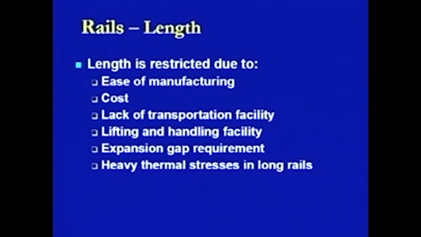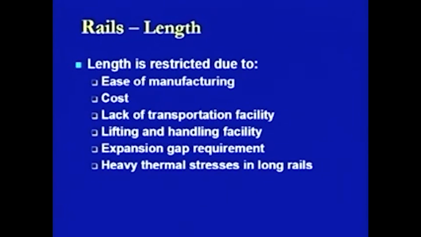Now, this is restricted. We are not having a bigger rail section because of certain reasons. One is the ease of manufacturing: we can easily manufacture smaller rail sections as compared to long rail sections. Another aspect is the cost of manufacturing the bigger rail sections, which is quite large as compared to the smaller rail sections. Then there is a lack of transportation facility for such big rail sections; you require a big wheel base on which those can be transported. Lifting and handling facilities are again of a specific nature because it becomes a heavy weight condition.